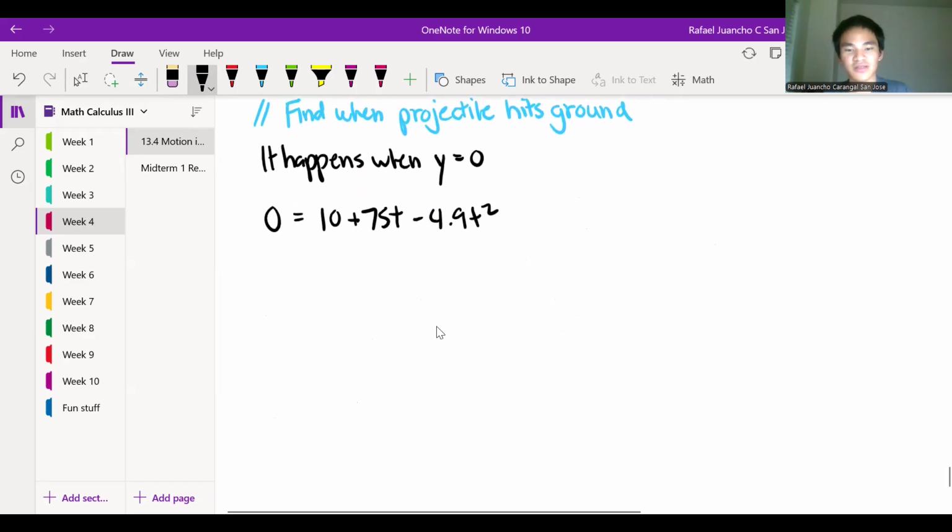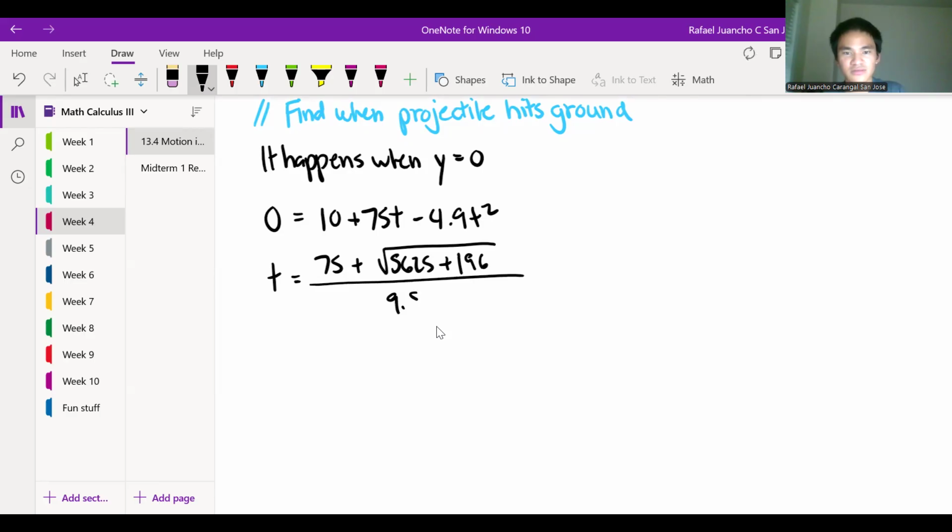Then here we just use a quadratic formula or something else. But yeah, if we were to solve for it, we'll get t equals 75 plus square root of 5625. We add 196 over 9.8. And we should get somewhere 15.44 seconds. So that's just approximating it. Okay.